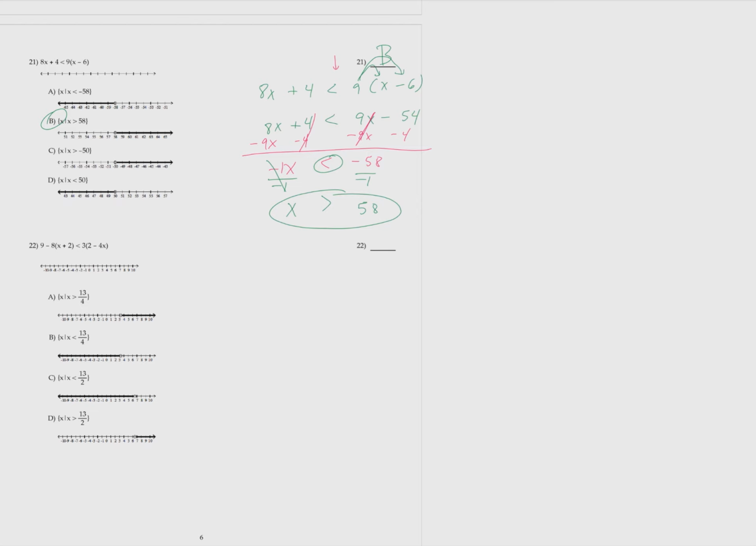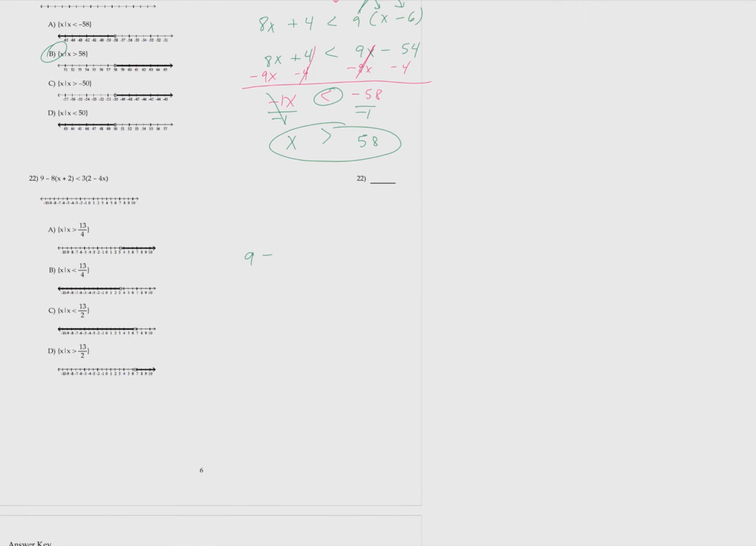All right, and we have one more to go. This is number 22. Let's see if you guys, if you got everything up to this point, you're going to get an easy 110%. Okay, so let's go. We're going to say 9 minus 8 times (x plus 2) is less than 3 times (2 minus 4x). Sorry, 2 minus 4x, excuse me, I read it wrong.